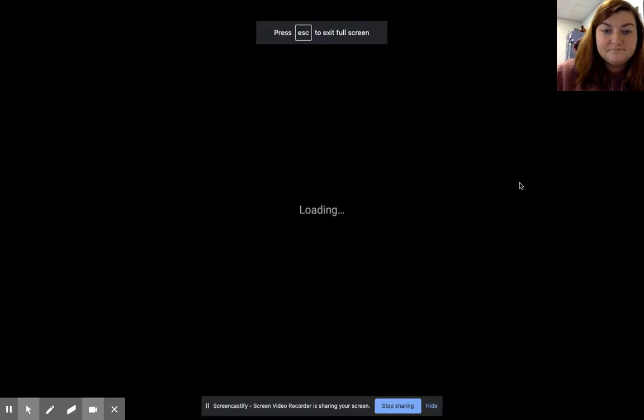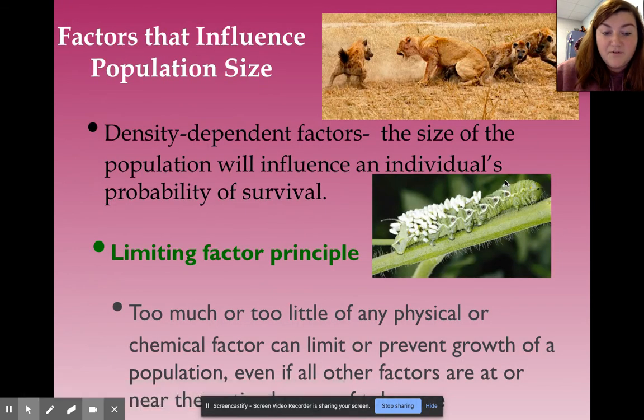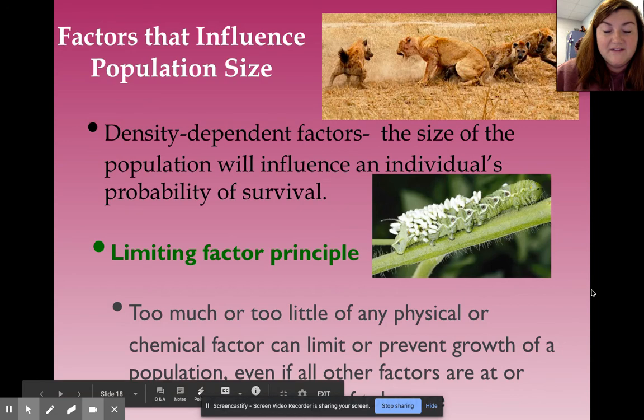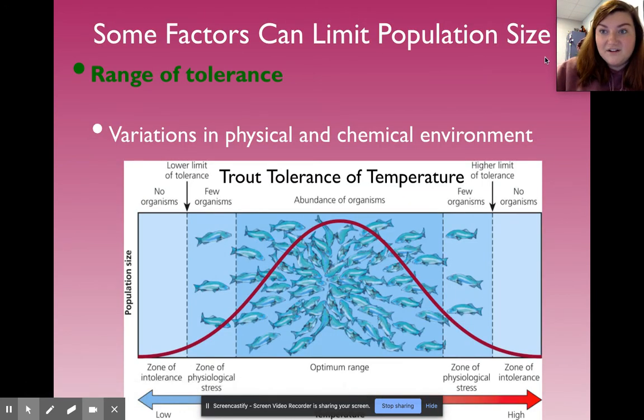Some of the other factors, range of tolerance. So this got brought up over here. Too much or too little, even if everything else is in the range of tolerance, is a bad thing. Range of tolerance, it seems like it would have made sense for them to define that before they used it in a definition. But the range of tolerance is just variations in physical and chemical environment. Range of tolerance is like where things are able to thrive.